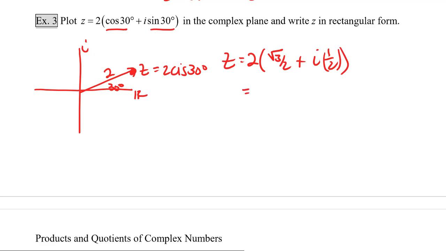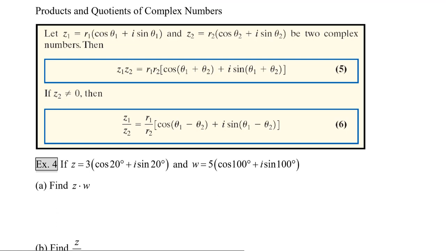I'll distribute the 2, and I get the square root of 3 plus i. Now we're going to talk about products and quotients of complex numbers. We saw this in the investigation as well, and you may recall that if I have two complex numbers in polar form and I want to multiply them, I just multiply the two radii together and I add the thetas. And if I want to divide two complex numbers in polar form, I'm just going to divide the radii and I'm going to subtract the thetas.